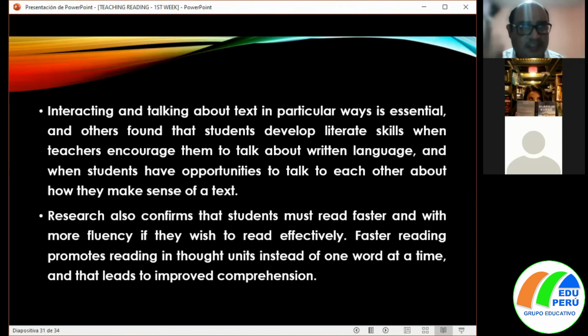And in that way, they can understand better, because if they focus just on word by word, they don't have the idea, the general idea, the whole meaning. They lose the whole meaning because they are just identifying words. It's not good for them. All right.